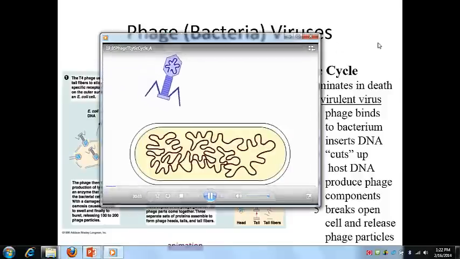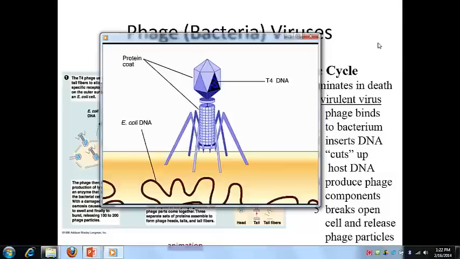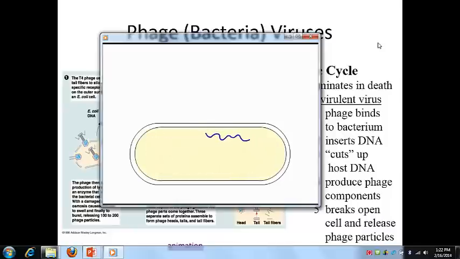Bacteriophages, or phages, are viruses that infect bacteria. This is a T4 phage, which consists of DNA inside a protein coat. The lytic cycle begins when the tail fibers of the phage stick to receptor sites on the surface of a host bacterium, such as E. coli. The phage injects its DNA into the host cell, leaving the empty protein coat outside.